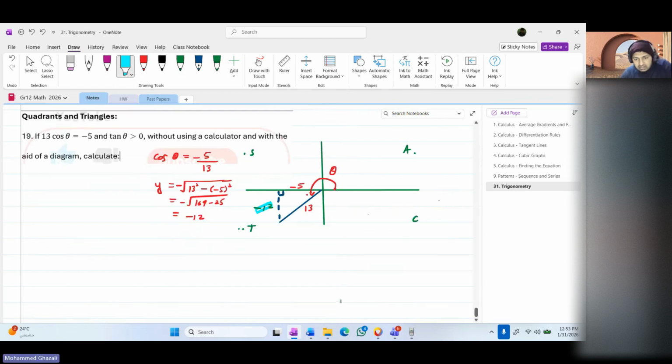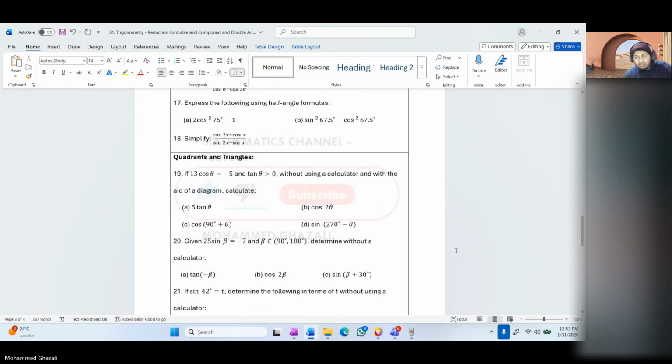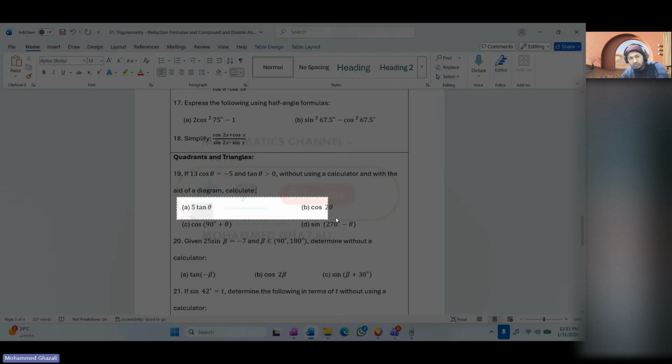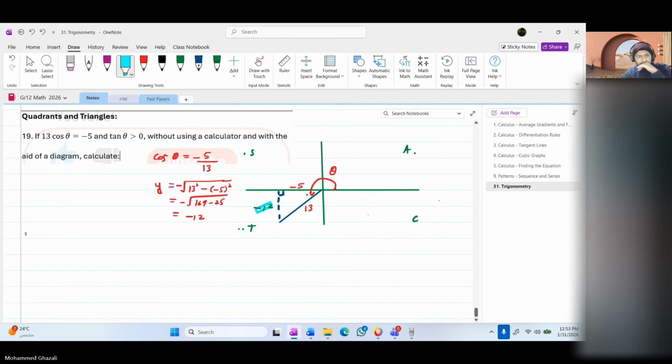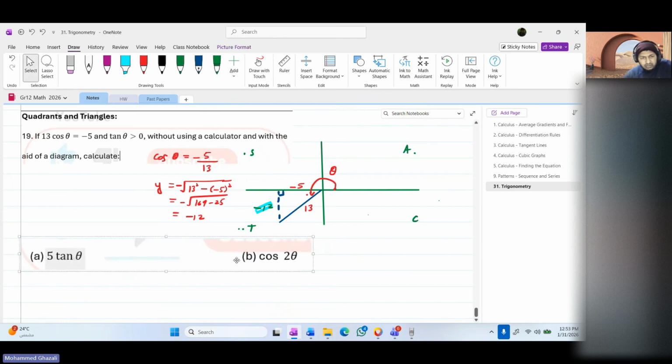Now, let's answer these questions quickly, because these questions deal not only with the diagram, but also with compound and double angles. So using this diagram that you drew. Now, where do you draw this diagram when you're solving the problem? You draw it in part A. So in part A of your answer, you will draw this diagram.